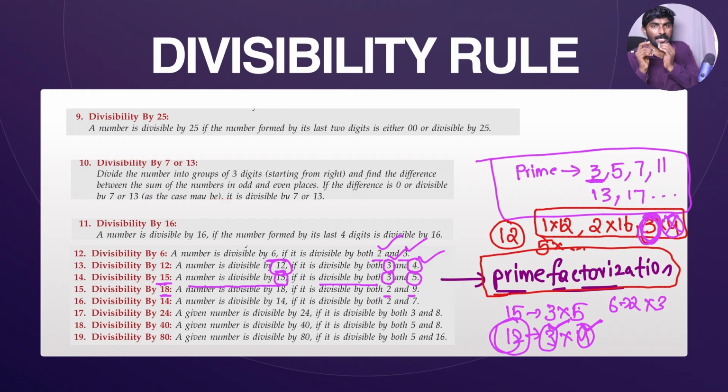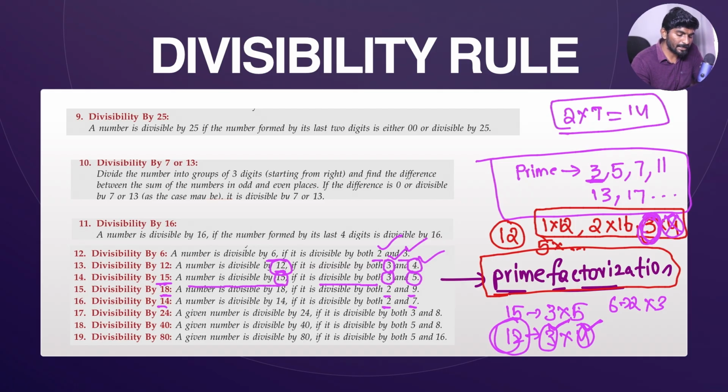If it is divided by 2 and it is not divided by 9, my dear friend, it will never be divided by the number 18. What is the situation with 14? 14 also same. 2 and 7. Why? Because 2 into 7 is 14. This is a factorization, right? This is a prime number. This is a prime number. This is a factorization. Are you getting my point?